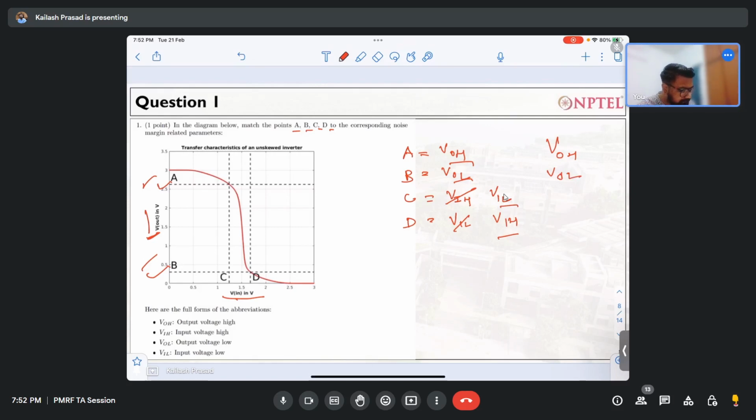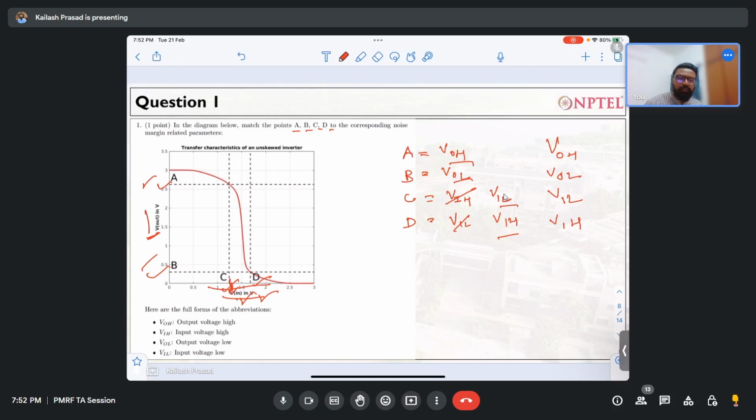Then over here, which is the lower voltage? This is the lower voltage, but it is an input. So VI, input, but lower voltage, so L. This is the higher voltage, but it is an input, so VIH. So these are the four points: VOH, VOL, VIL, and VIH.